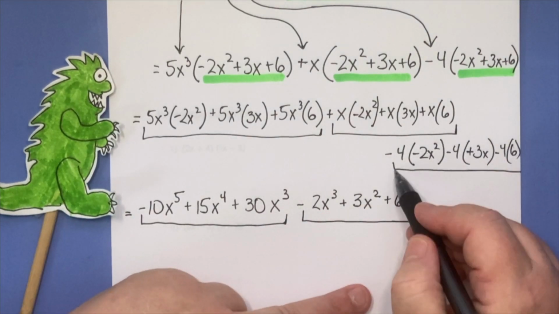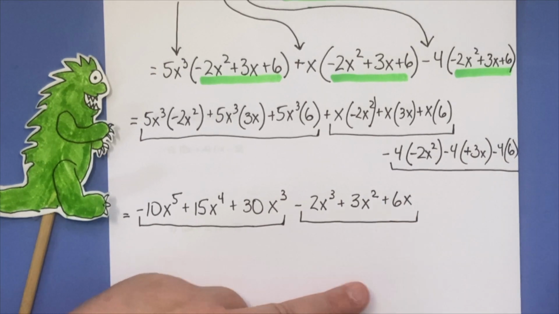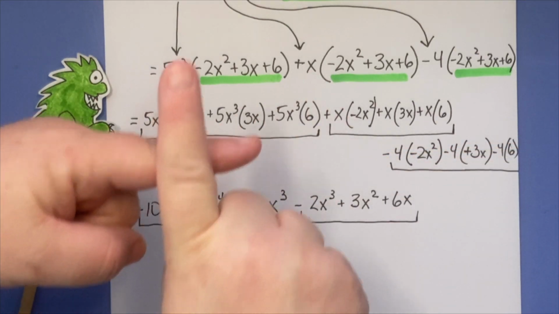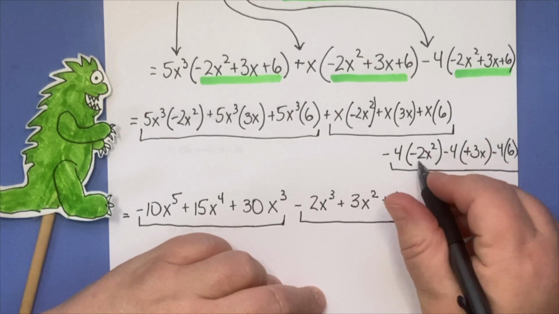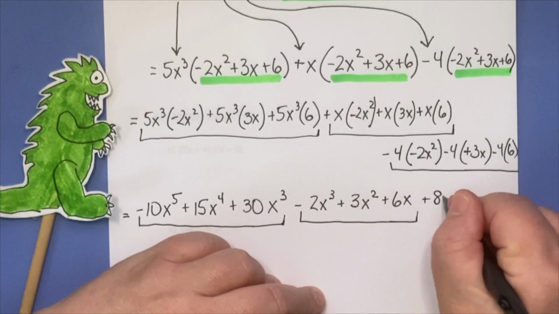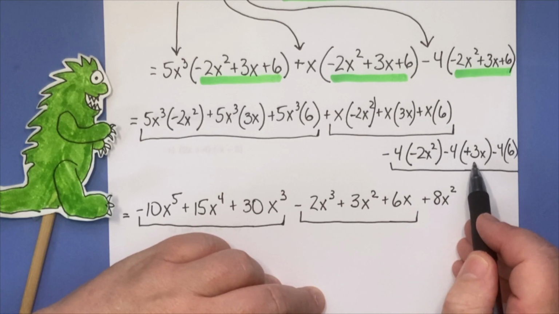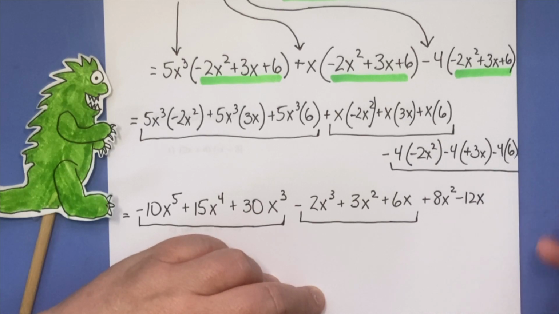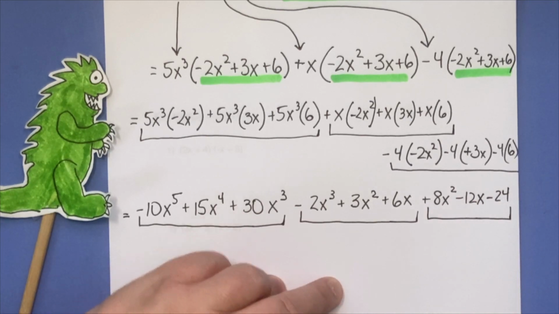And then in the last step, I've got some interesting things happening. Negative 4 times negative 2. Again, 2 minuses multiplied together. 2 minuses make a plus. Woohoo! So this is going to be a negative times a negative gives me a positive 8x squared. Negative 4 times 3x is going to be a negative 12x. And negative 4 times 6 is a negative 24. There's that third chunk.